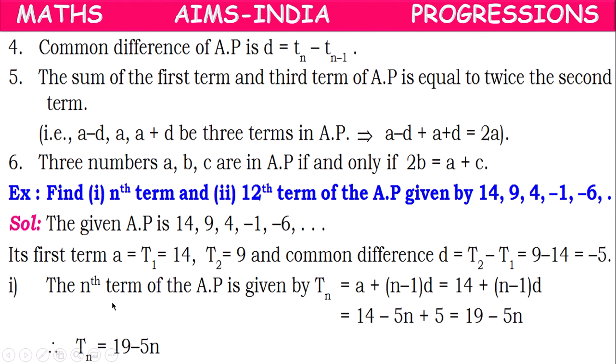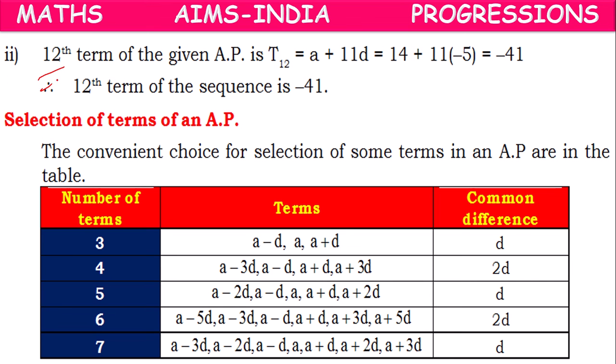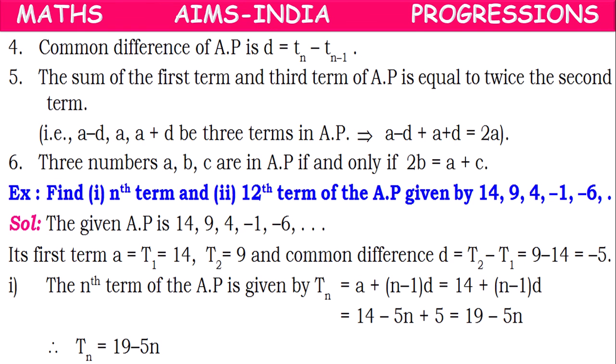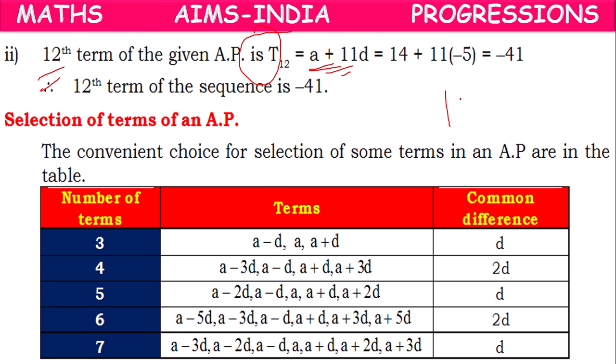So this is the formula for Tn, children, and based on that, the 12th term T12 will be a plus 11d, or we have the formula for Tn, 19 minus 5n. With this we can directly find: n is 12, 19 minus 5 into 12, 60, 19 minus 60 equal to minus 41.